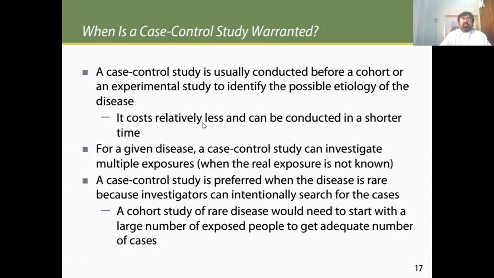A case control study is usually conducted before a cohort or an experimental study to identify the possible etiology of the disease. It is relatively less expensive and can be conducted in a shorter time. For a given disease, a case control study can investigate multiple exposures, as I have already discussed, when the real exposure is not known. A case control study is preferred when the disease is rare because the investigator can intentionally search for the cases. A cohort study of a rare disease would need to start with a larger number of exposed people to get an adequate number of cases.